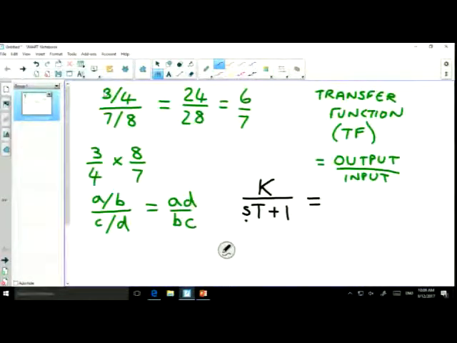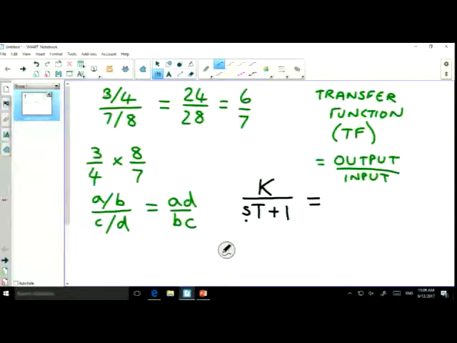Okay, so how do I do that? How do I get the S by itself? What do I need to do to everything? What do I need to do to get the S by itself? I'm sure you've all done it, you just don't want to speak to me for some reason.